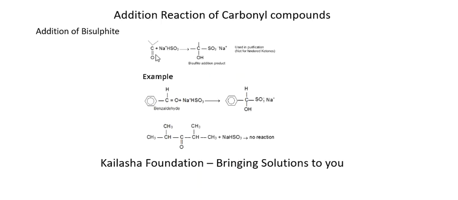Now addition of bisulfite is similar. Here NaHSO3 is used and the nucleophile is SO3 minus Na positive, so this will attack and react in a similar fashion as we have seen in the previous slides. For example, benzaldehyde reacts with this in a similar fashion, but remember that here the reaction does not take place. This may be due to hindrance and some other factors, but the reaction does not take place here.